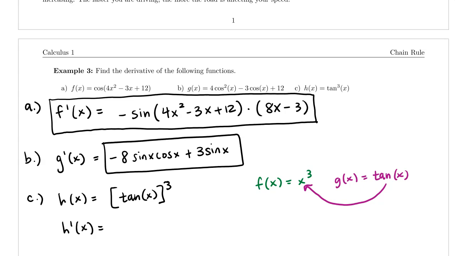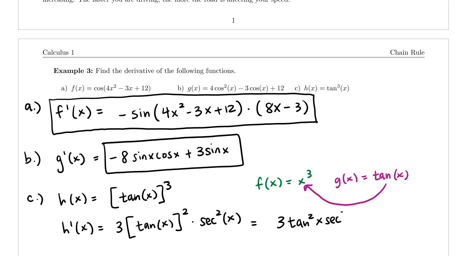So then if I'm following the chain rule, I have h prime of x is equal to, I'm going to take the derivative of the outer function first, and I'm going to leave the inner function the same. So I'm using power rule right now. And then we want to take the derivative of the inner function and multiply. So the derivative of tangent of x is secant squared x. We talked about that in a previous section and video. Now I just kind of want to rewrite this so that it looks a little nicer. This is the same thing as 3 times tangent squared x times secant squared x.